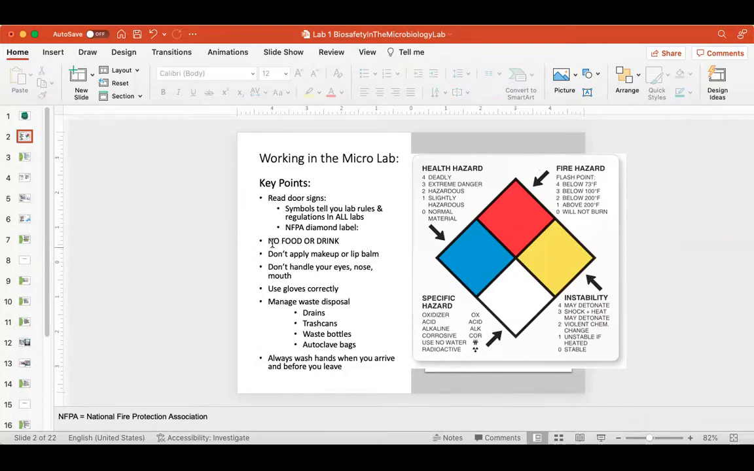Now you'll see that second on the list over here on the left is no food or drink. And I've got that in big letters. This is also a universal rule in laboratories. We don't eat and drink in laboratory spaces. I hope that the reason behind that is pretty obvious.